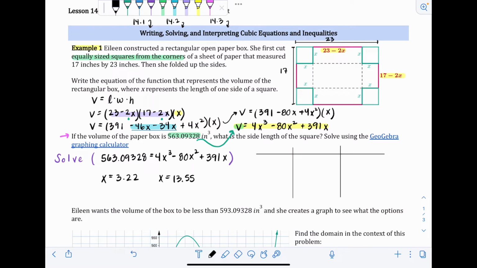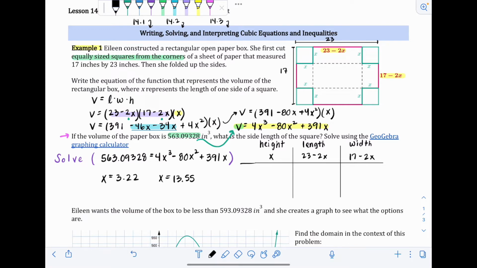I'm going to move this down a little bit, give myself more space. So my height was x, and then my length was 23 minus 2x, and then my width was 17 minus 2x. And I just have to take both of my solutions and actually test them and make sure I get something that makes sense.